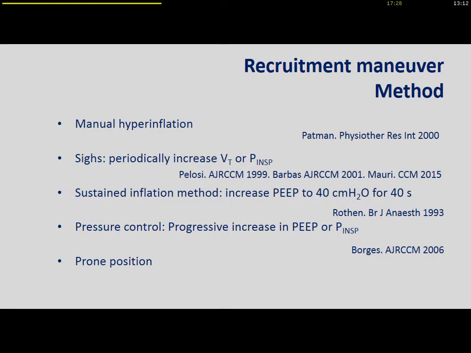There are several methods that have been described for the recruitment maneuver. Manual hyperinflation, I think we should forget this. Sighs, which is a periodic increase in either airway pressure or tidal volume, but it's repeated. A sustained inflation method, the pressure control method, or prone position, which can be considered also as a recruitment maneuver.